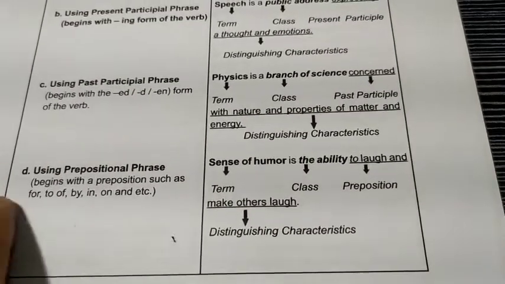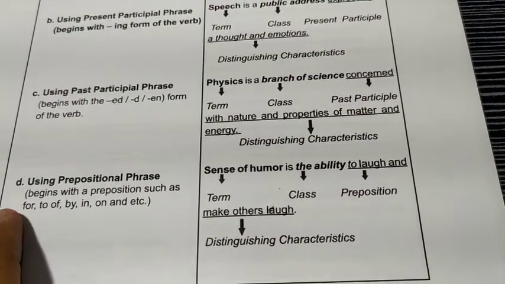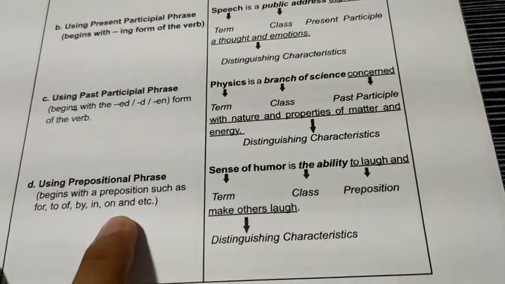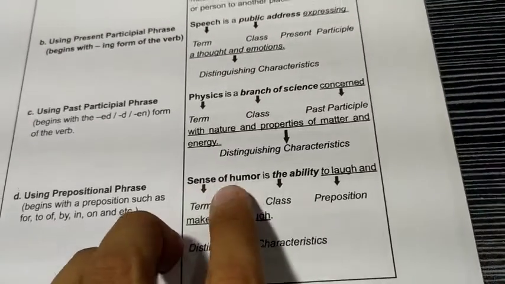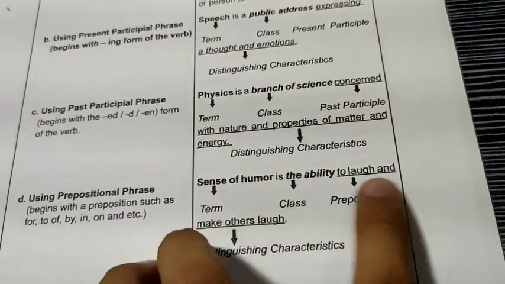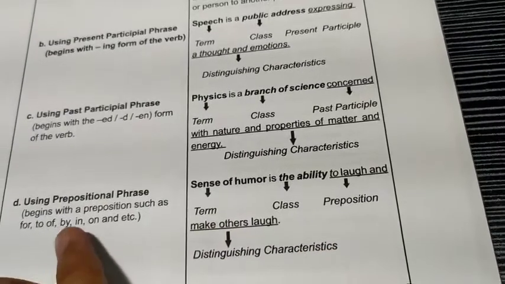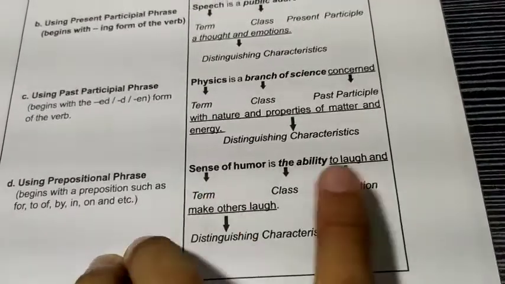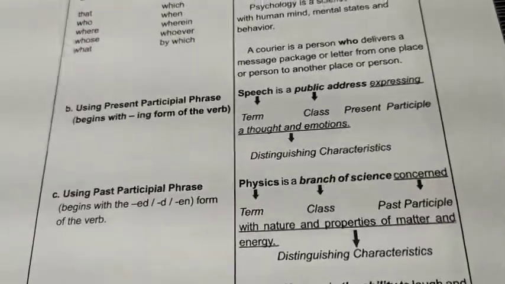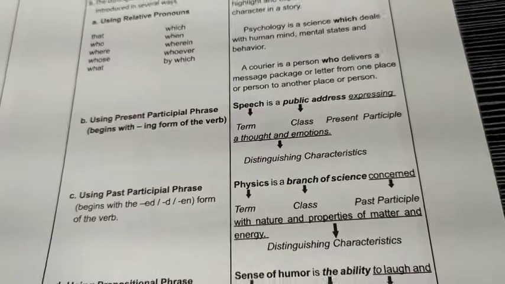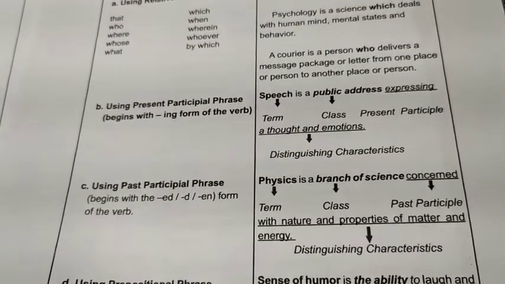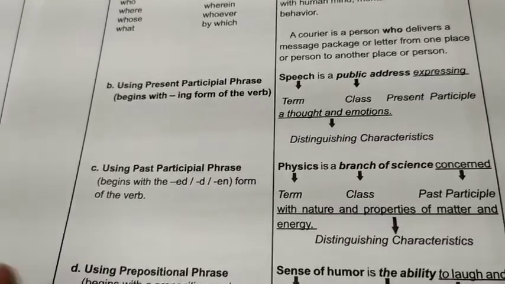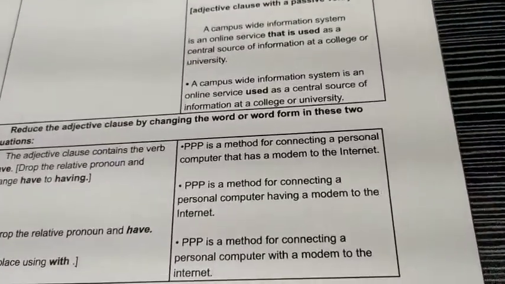In a prepositional phrase, you are using prepositions like for, to, of, by, in, on, and other prepositions. For example, "sense of humor is the ability to laugh and to make others laugh." Because of the word "to," we can identify that it's a prepositional phrase. So those are only giving specific and more information, more characteristics about the term.